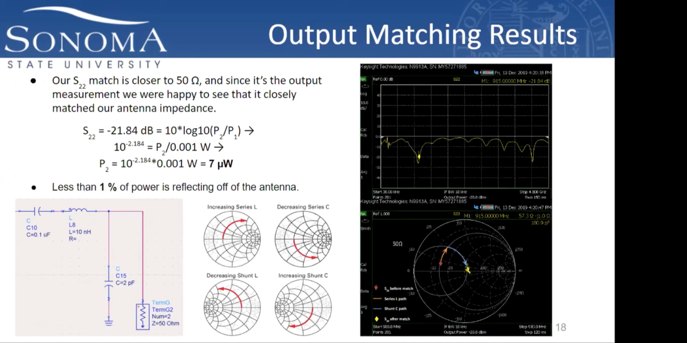For the output match, through the same measure and alter methods, I was able to come up with the matching network that produced the S22 value that is shown on the slide. The closeness to a 50 ohm match was a satisfactory result since this was the output measurement of the amplifier and would ultimately go to our antenna that had an impedance of 50 ohms. Again, the Smith chart shows the starting S22 measurement, and the orange and blue lines show how the series inductor and shunt capacitor helped us get close to a 50 ohm match.